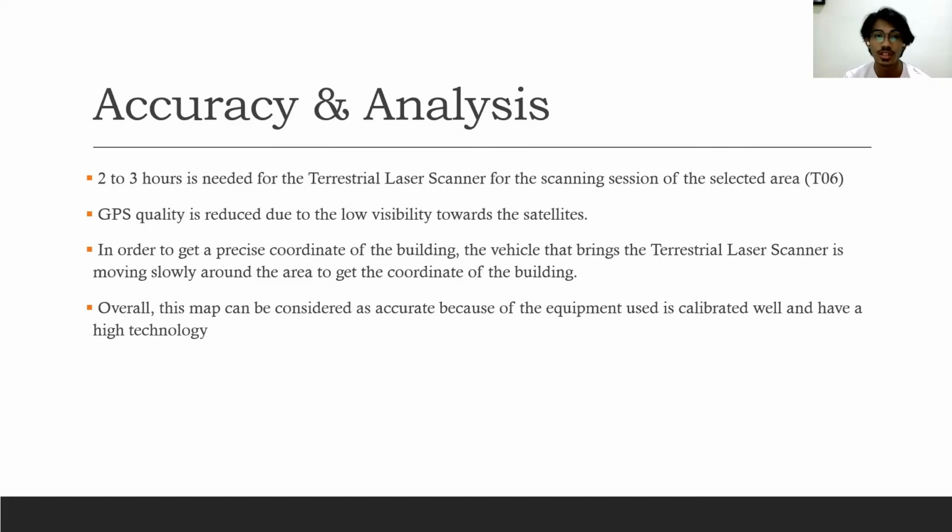2 to 3 hours is needed for the terrestrial laser scanner for the scanning session of the selected area, which is T06. The GPS quality is reduced due to low visibility towards the satellites. In order to get a precise coordinate of the building, the vehicle that carries the terrestrial laser scanner is moving slowly around the area to get the coordinate of the building. This is why 2 to 3 hours is needed, because the vehicle is moving very slowly to get a high accuracy.